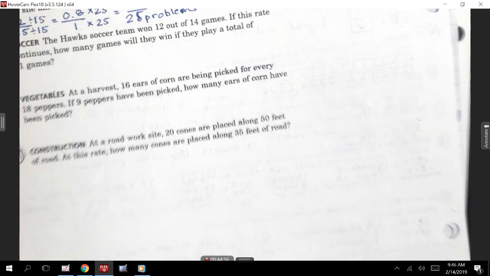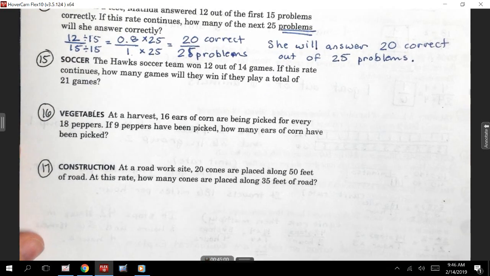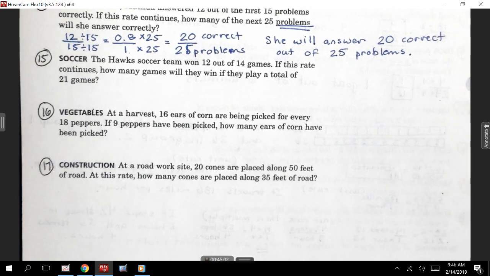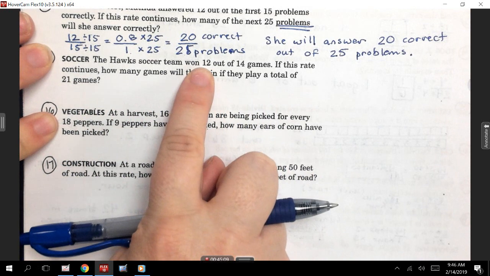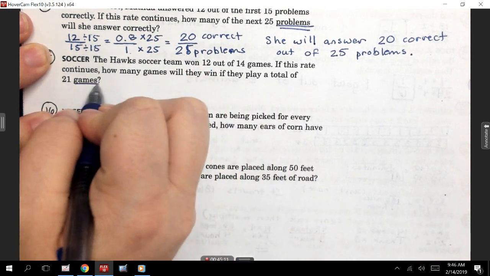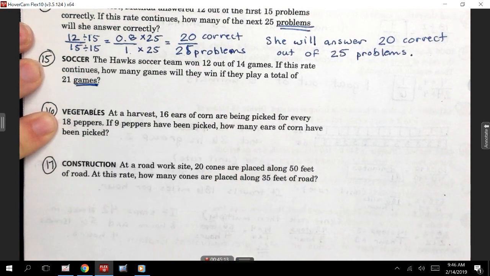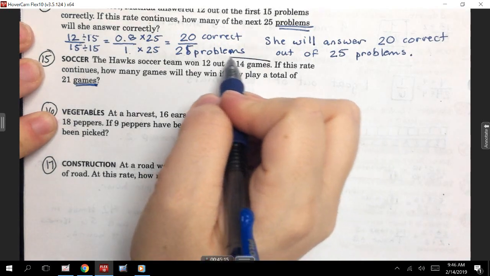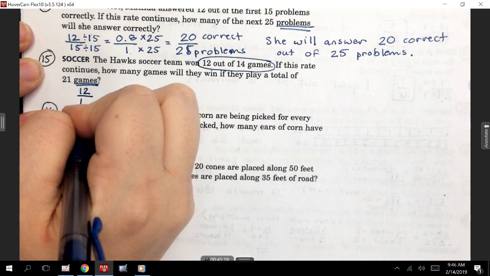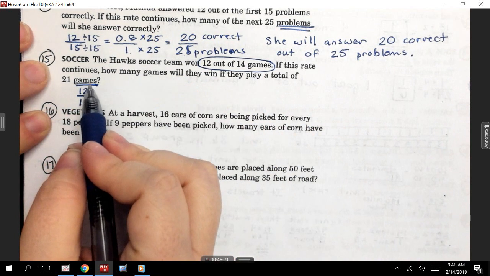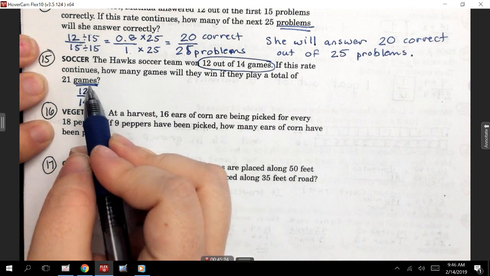All right, so looking at number 15, we have Hawks. The Hawks soccer team won 12 out of 14 games. If this rate continues, how many games will they win if they play a total of 21 games? So again, it says games in the question, which means games goes on the bottom. So when I look at that 12 and 14, I'm putting 12 on top, 14 on the bottom because my games has to be on the bottom.